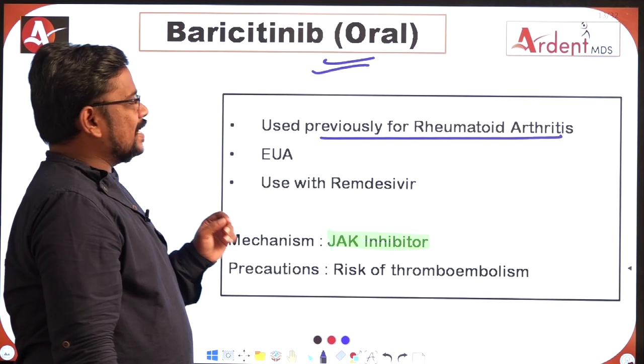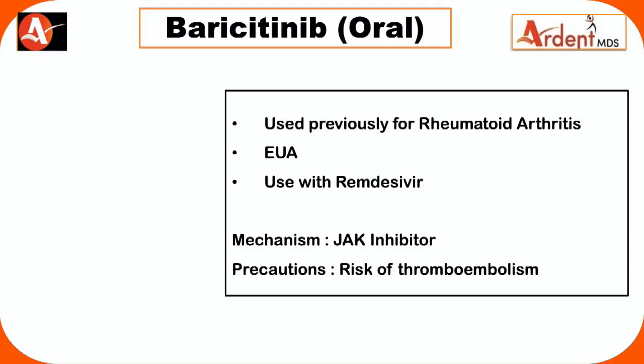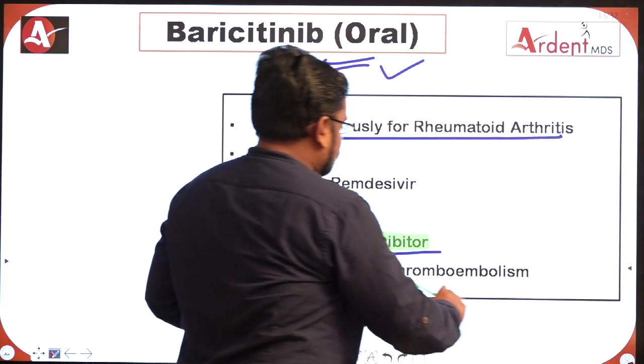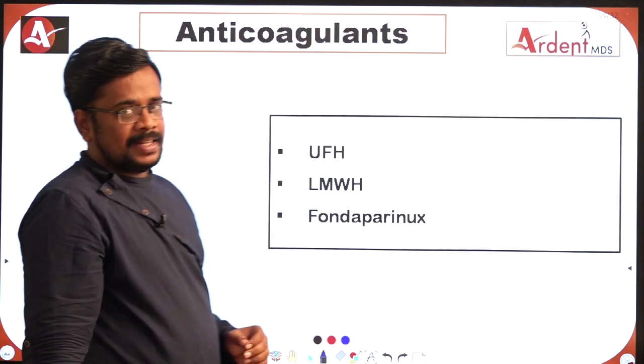Next is Baricitinib. Baricitinib is indicated for COVID-19 orally. Again, this drug comes under EUA. That means it was previously used for some other purpose, rheumatoid arthritis, and now it is used for COVID-19. What is the mechanism of action of Baricitinib? Given along with Remdesivir, it inhibits the JAK pathway, which reduces the release of interleukins. What are the precautions? It may cause thromboembolism, so you have to give Baricitinib carefully.